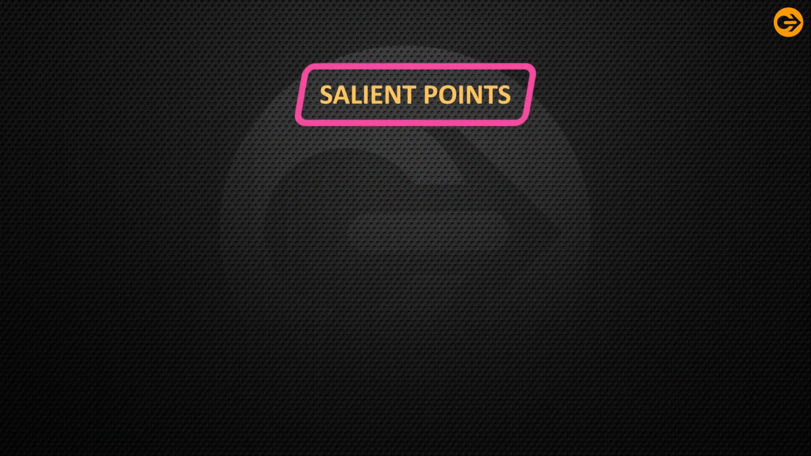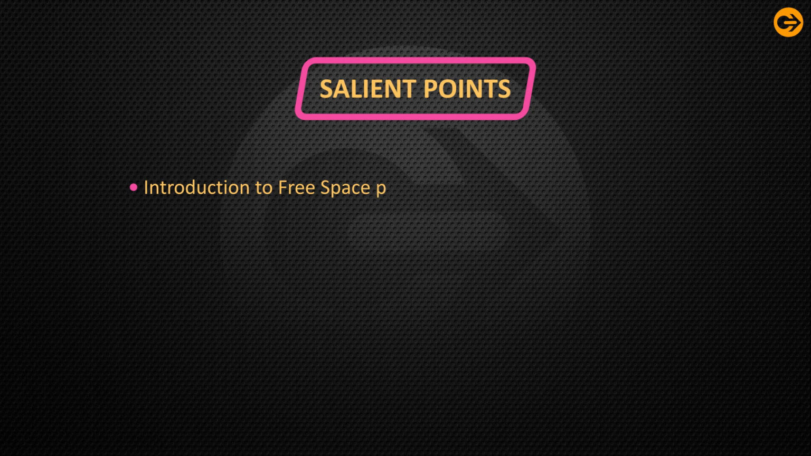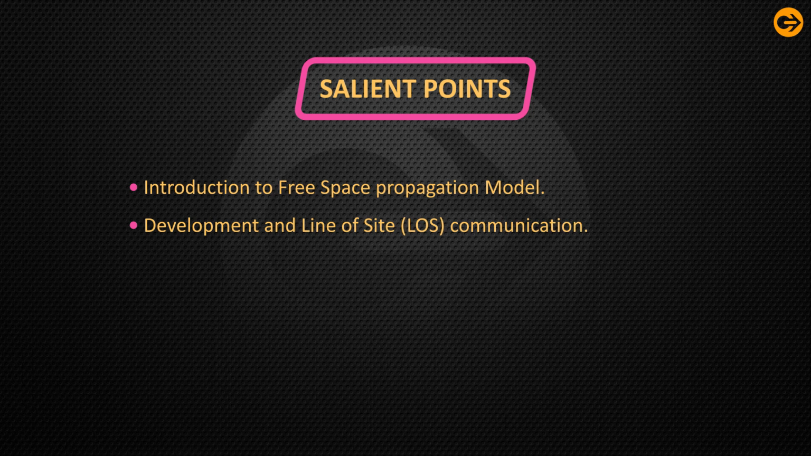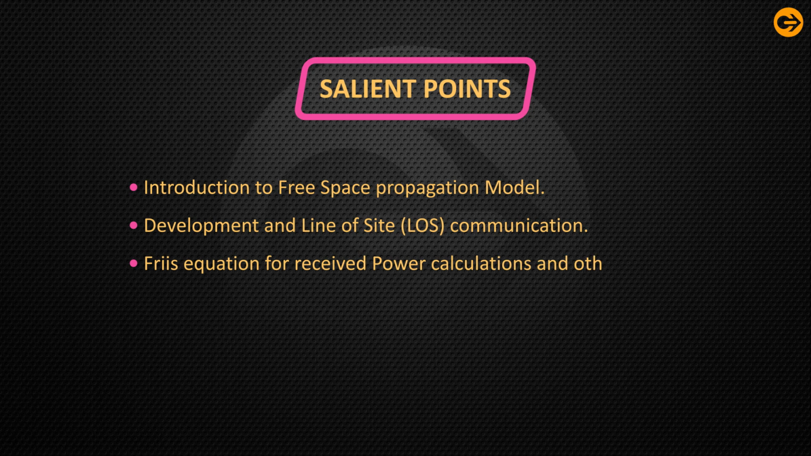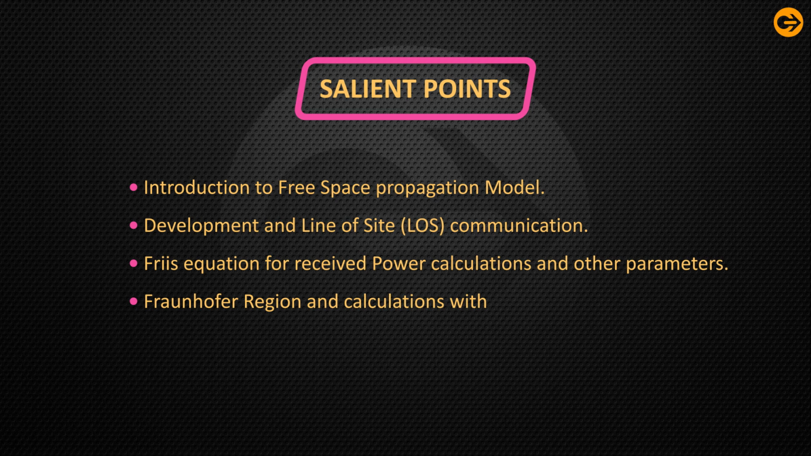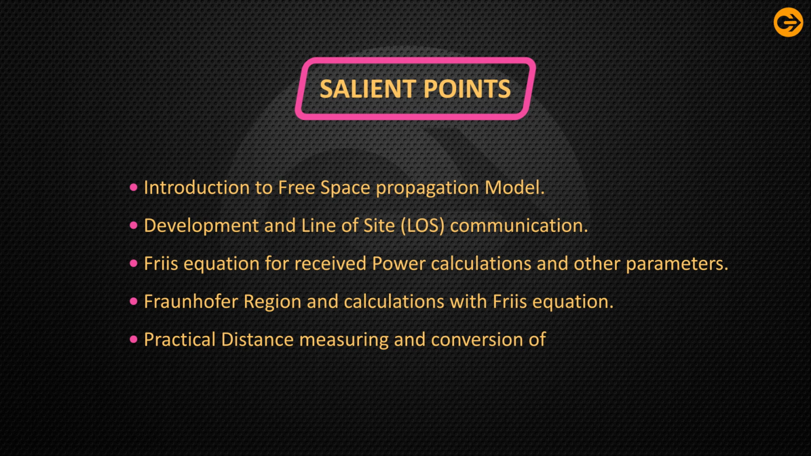So today we have learned the introduction to the free space propagation model, its development and line of sight communication, the free space equation for received power calculations and other parameters, the Fraunhofer region and calculation with the Friis equation, and practical distance measuring and conversion of received power in dB.